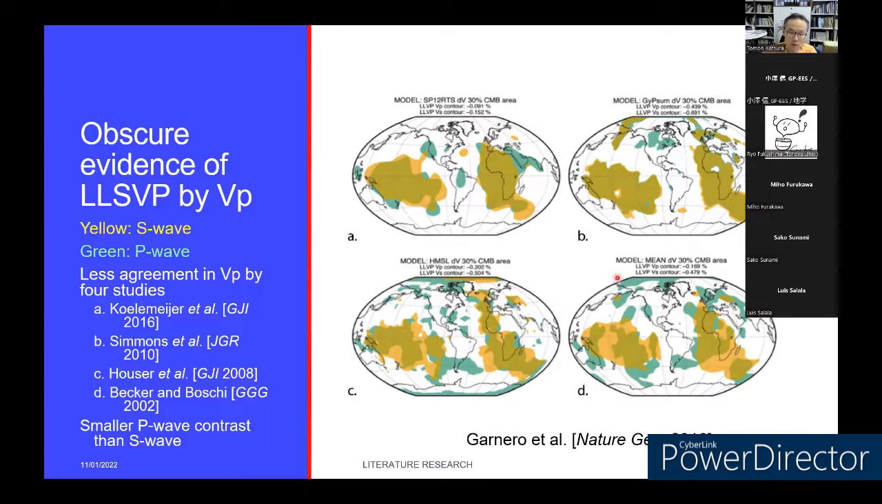This fact is also shown by the contours of the S wave anomaly and P wave anomaly. For example, here the contour of the S wave anomaly is minus 0.5%, but the P wave is minus 0.2%. So the intensity of the P wave anomaly is half or less than half of the S wave anomaly.